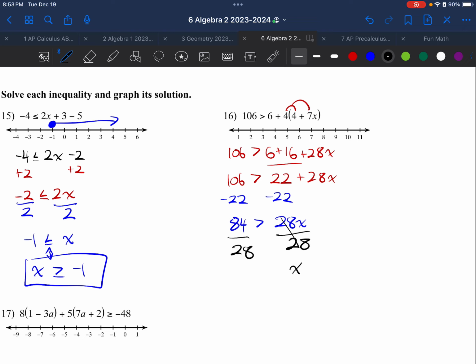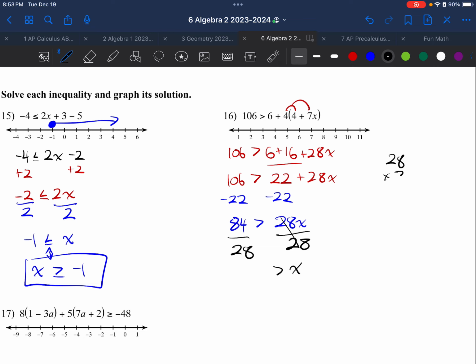then from there, there's an X, that symbol. Okay, this symbol only switches whenever we multiply or divide by negative. I'm dividing, which makes me cautious. Subtracting and adding doesn't do anything, but whenever you divide, you're cautious. This was a positive, so I don't have to worry about it. 84 divided by 28. I'm not sure. 3?